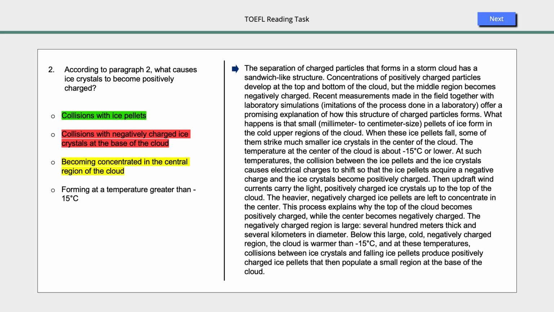The next one says, becoming concentrated in the central region of the cloud. And the passage says, the heavier, negatively charged ice pellets are left to concentrate in the center. This sounds like it matches, doesn't it? They both talk about being concentrated in the center. But be careful. We can't just pick an answer because we see some of the same words. In this case, the passage is saying the ice pellets concentrate in the center, and the question is asking about ice crystals. So they're not saying the same thing, and this option is incorrect.